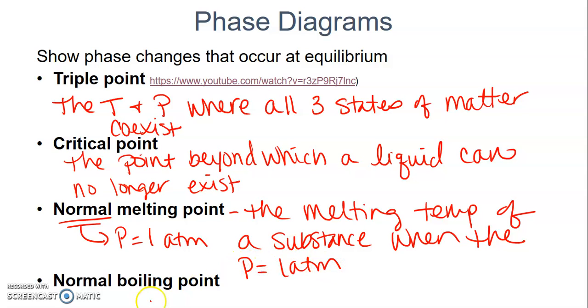And then a normal boiling point would be the similar idea. So it's the boiling temperature of a substance when the pressure is 1 atmosphere.